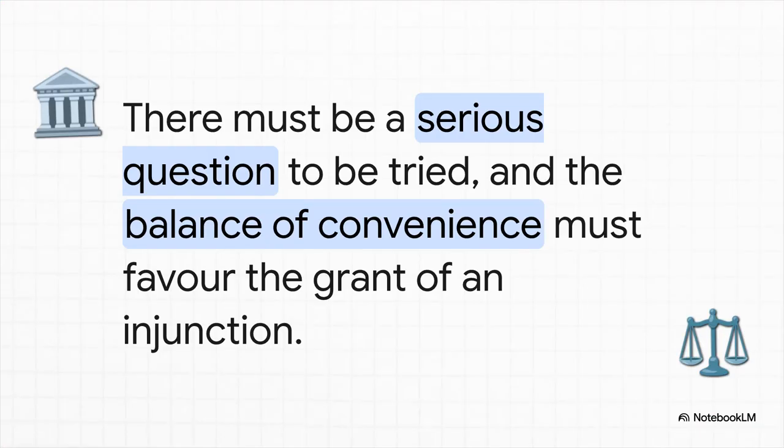At its heart, the whole test for getting an interlocutory injunction really stands on two main pillars. First, you've got to show that there's a serious question to be tried. And second, you have to persuade the judge that the balance of convenience is in your favor. That just means the potential harm of not granting the injunction is way worse than the harm of granting it.